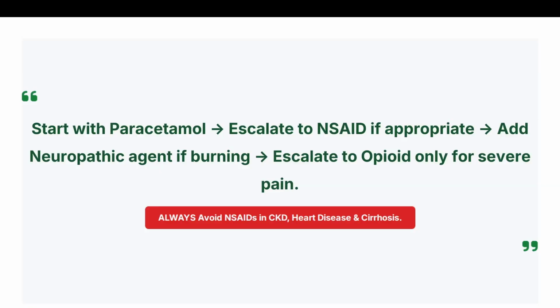Start with paracetamol, escalate to NSAIDs if appropriate, considering all the comorbidities, risk factors, and the need for NSAIDs. Add a neuropathic agent if there is a burning type of pain or neuropathic type of pain. Escalate to opioids only for severe pain. Always avoid NSAIDs in CKD, heart disease, and cirrhosis. So in this video, we learned about the basic types of pain, the types of analgesics used, and their contraindications, and the factors to be considered before choosing a type of analgesic.